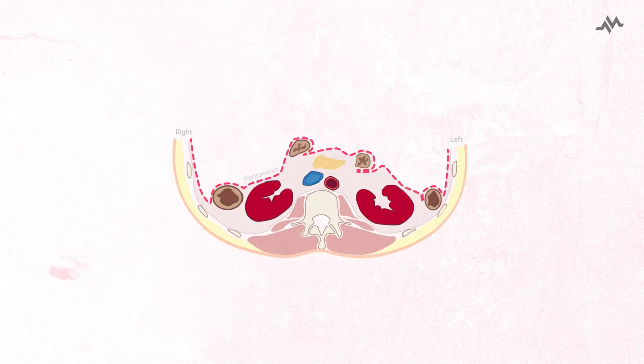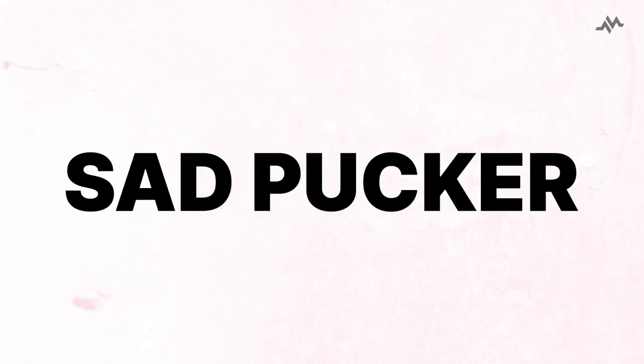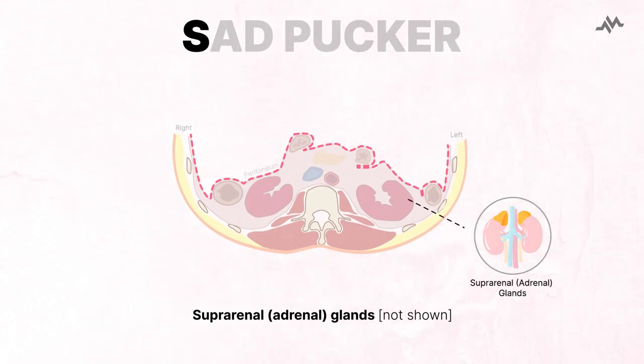You could remember the organs within the retroperitoneal space by remembering the phrase SAD PUCKER, where each letter represents one or more of the organs located within the retroperitoneal cavity. S stands for suprarenal glands, also known as the adrenal glands. You don't see them here in this diagram, but they are located just above both kidneys.